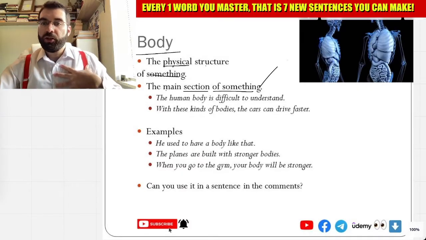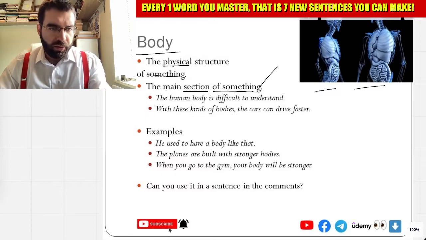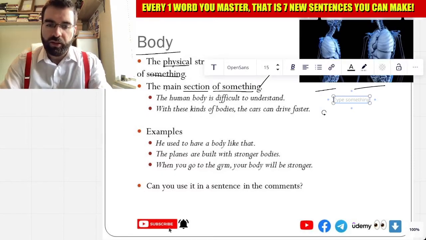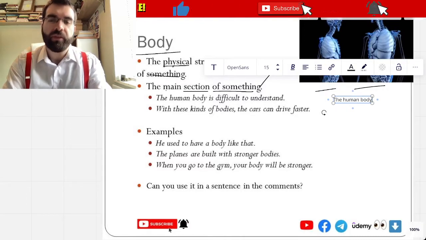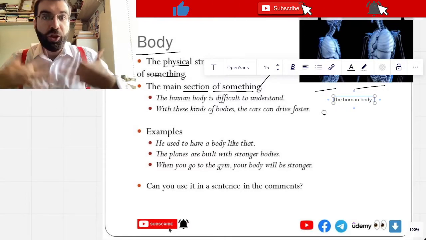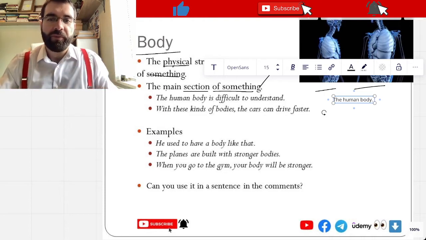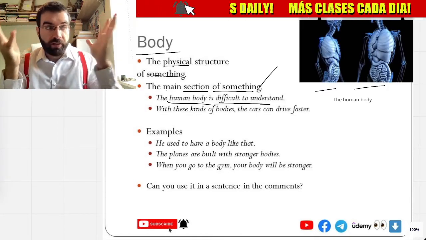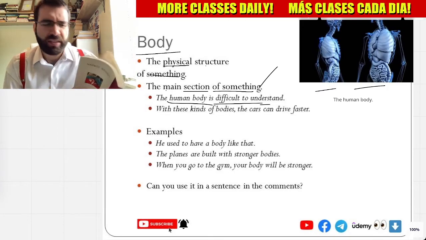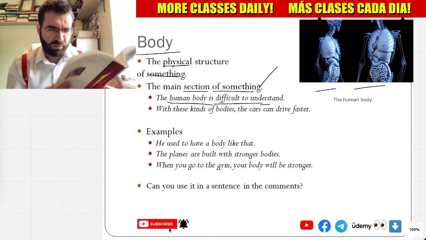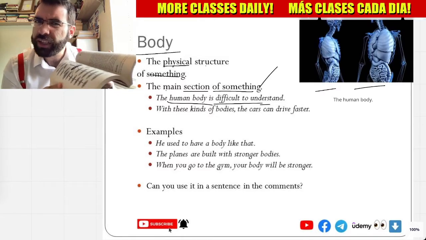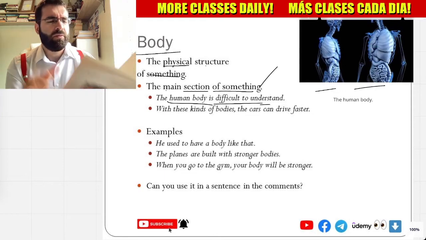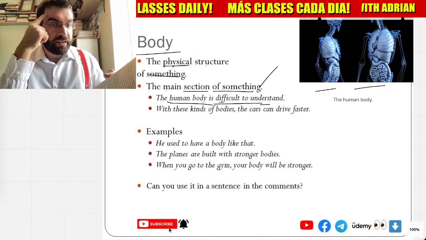Or the body. The human body. Yeah. The human body. How cool is that? So the human body is difficult to understand. Difficult to understand. I don't understand it. I don't get it. Difficult to understand.